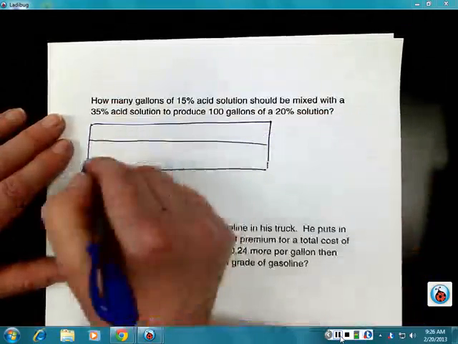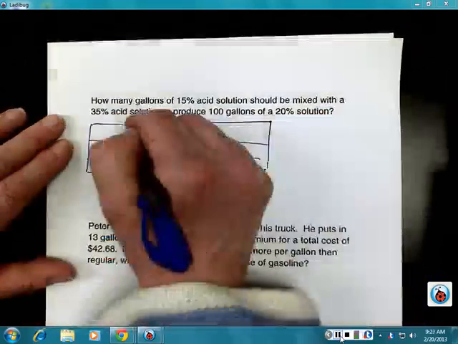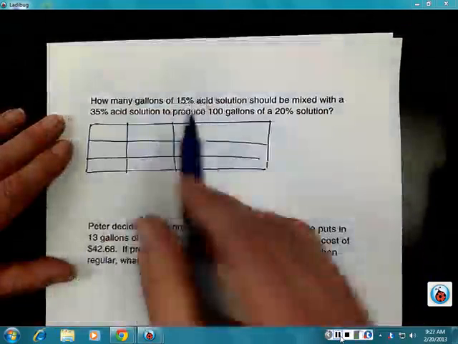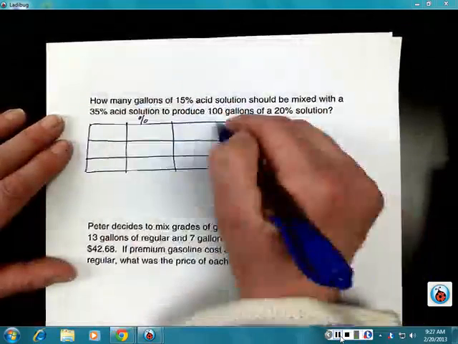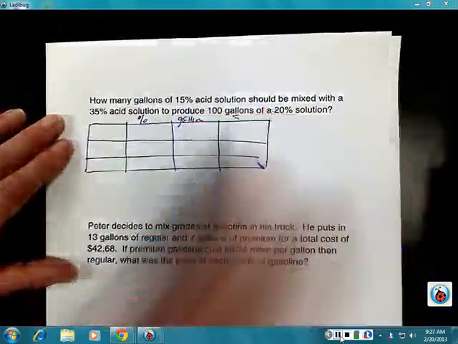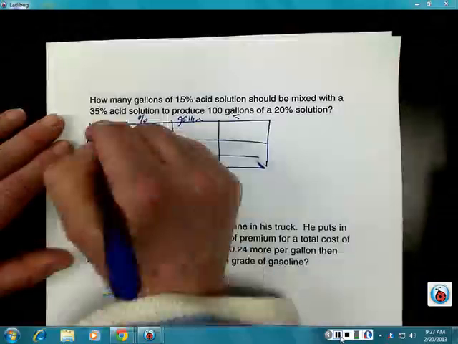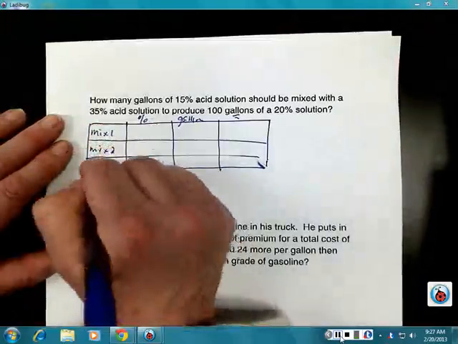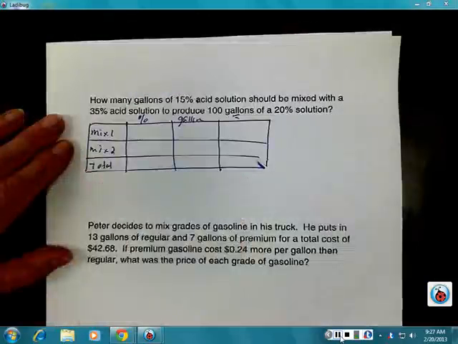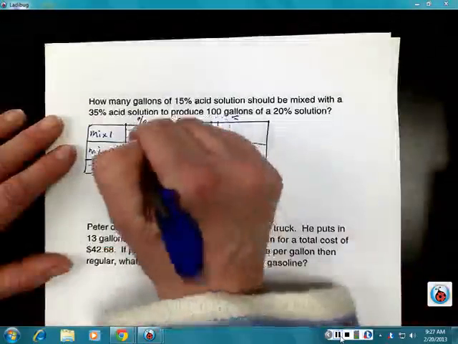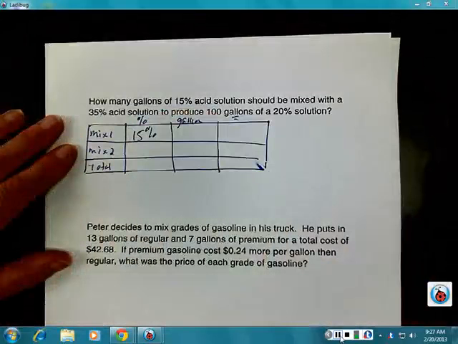Okay, so charts. Charts are best things. 3 lines though, don't forget. One for your mixes, one for, in this case, percents. And I'm dealing with gallons. And then I'm going to get what it equals at the tail end. So mix 1, mix 2, and the total. So, what do I plug in? Well, 15% is 1.